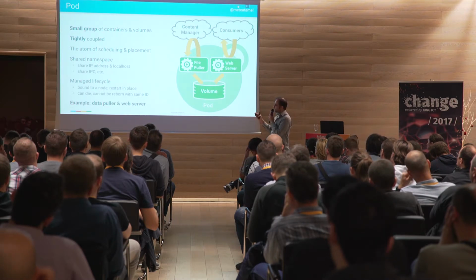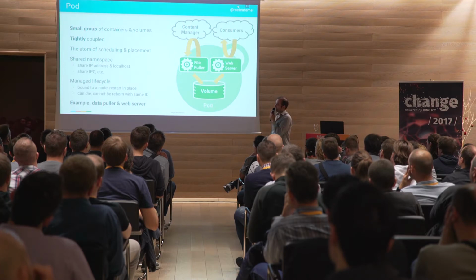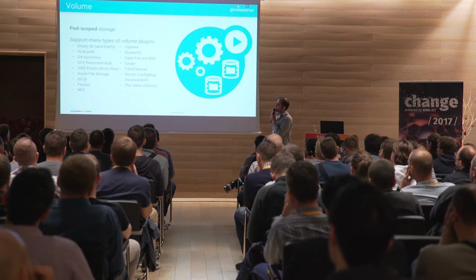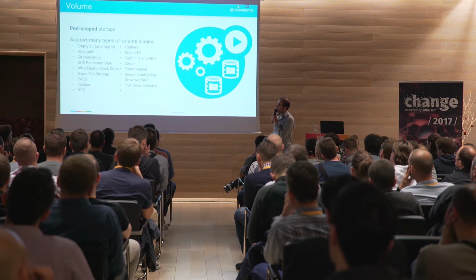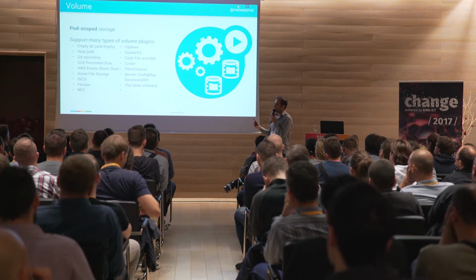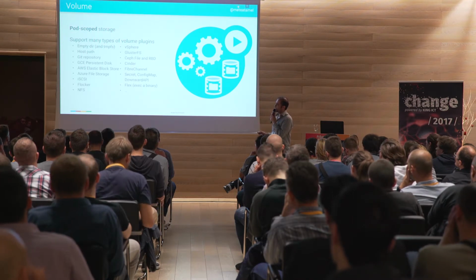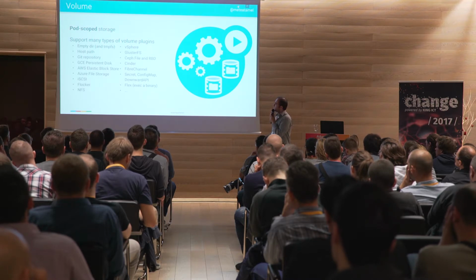What you can do is you can put these into what's called a pod in Kubernetes. This way, these containers will live together and they will die together. So Kubernetes will schedule these together. And then, as I mentioned, a volume is pod-scoped storage. So it's where containers can store state, and they can attach to many different things. So you can attach to a persistent disk or AWS or Azure file storage and many others.